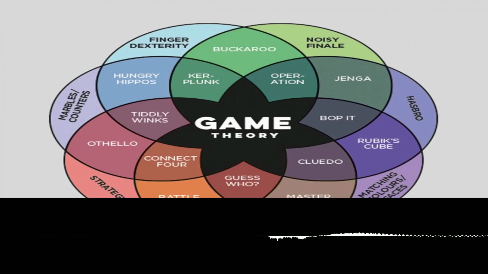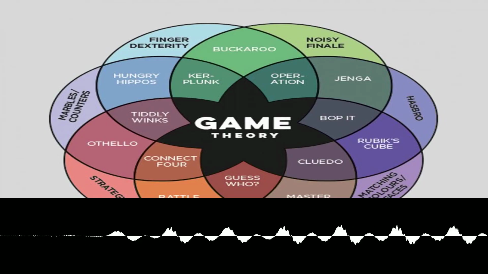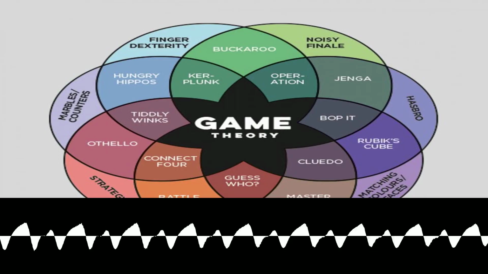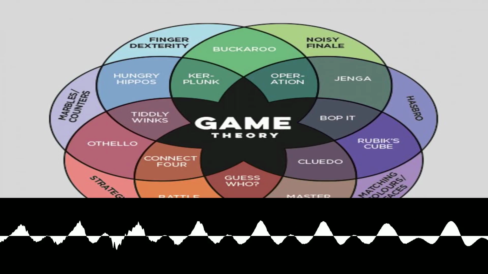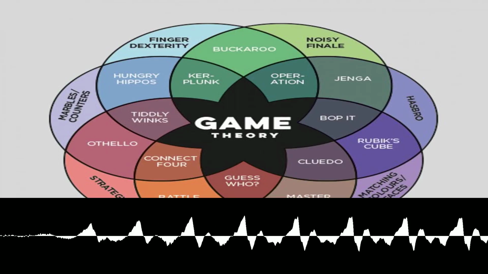They suggest that a player with superior information can use this advantage to manipulate the other player's beliefs and actions. The authors also discuss the role of communication in games, noting that players can use communication to share information, coordinate their strategies, or deceive their opponents.